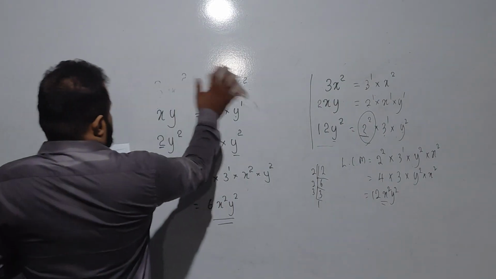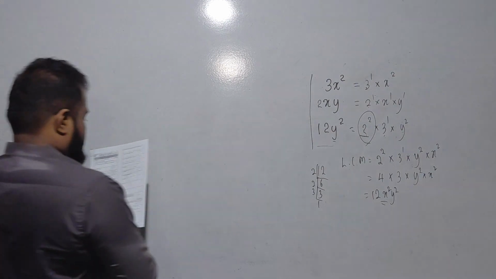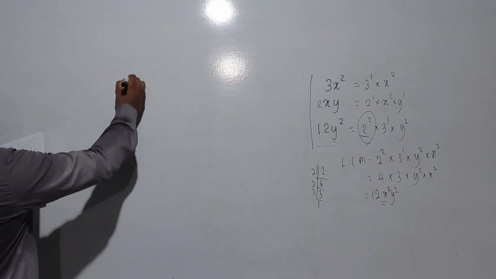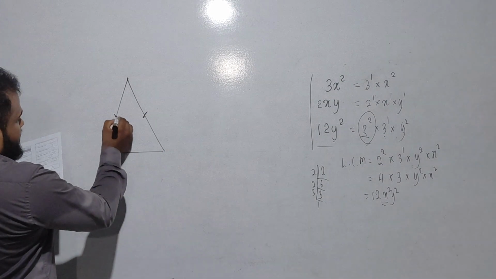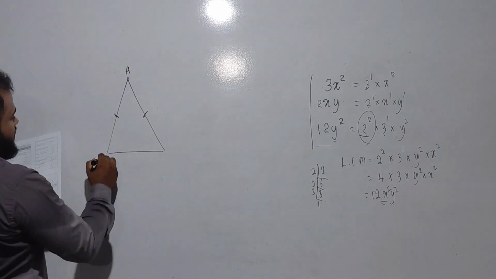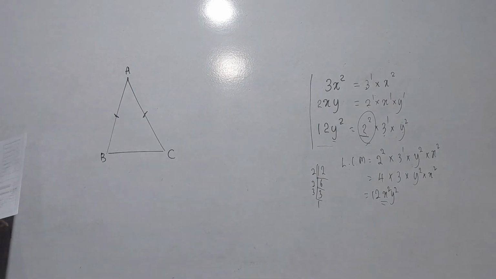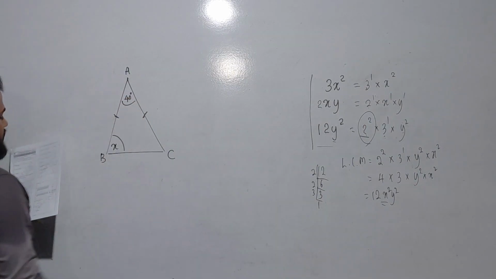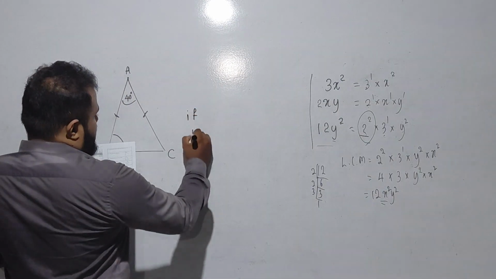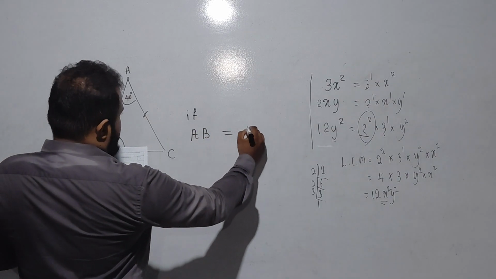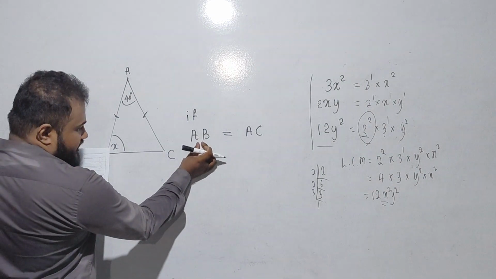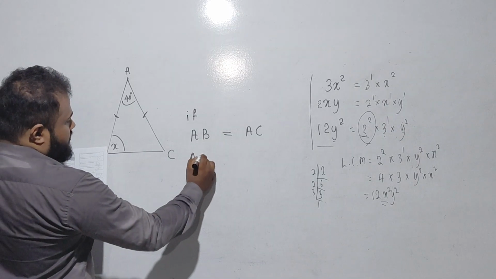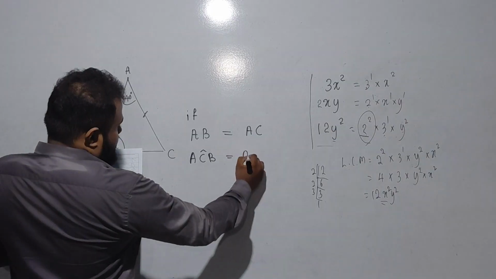Find the value of x. The given triangle is an isosceles triangle. Why? Because they have given this side and this side is equal. A, B, C. They are asking the value of x. This is given as 40. If AB equals AC, what is the opposite angle here? We can put the remaining value here. ACB equals ABC.